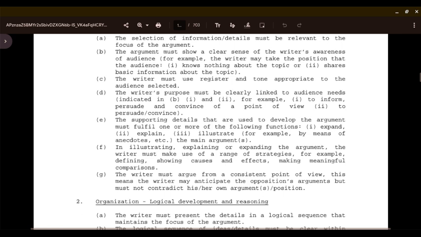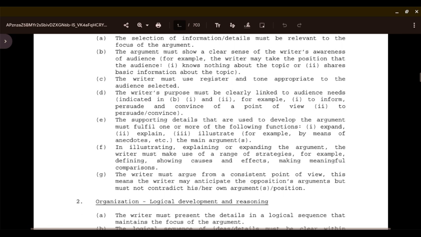F, in illustrating, explaining, or expanding, the writer must use a range of strategies, for example defining, cause and effect, and meaningful comparison. That works really well, right? And that's how you would get your point across. Tomatoes versus potatoes. And then in G, the writer must argue from a consistent point of view.